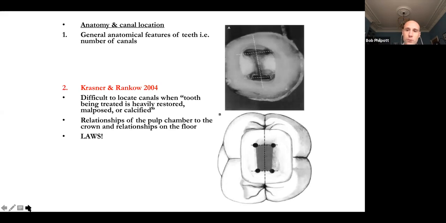So if you drew a line through the middle of a tooth, it would be symmetrical. If you drew a line perpendicular to that line, the second white line here in image A, your canals would be located along that line.